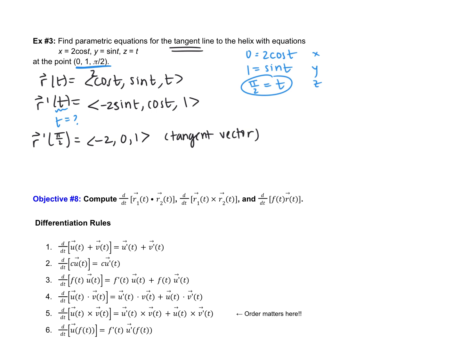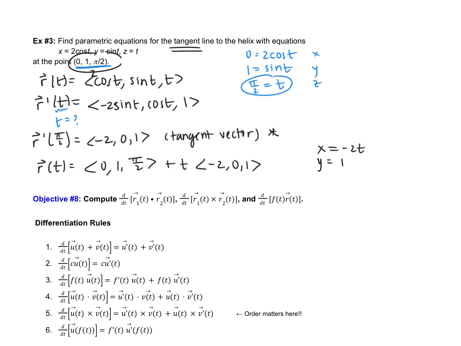So then, if we want to write a vector equation of our line, we're going to get r of t is equal to, I'm going to use my point and my tangent vector. So I'm going to get 0, 1, pi over 2 plus t times negative 2, 0, 1. So parametrically then that gives me x is equal to negative 2t, y is equal to 1, and z is equal to pi over 2 plus t.